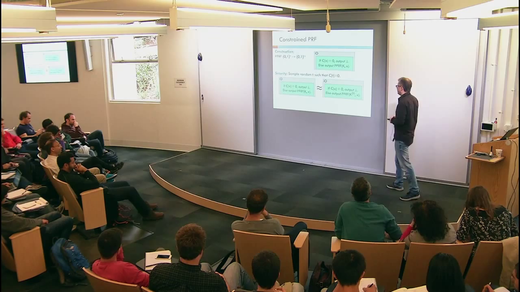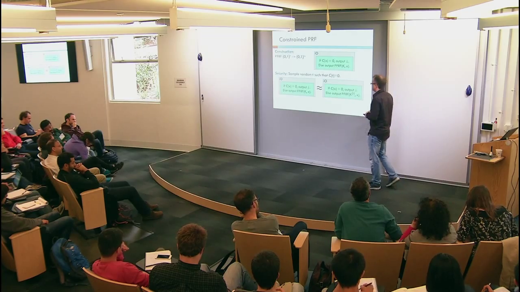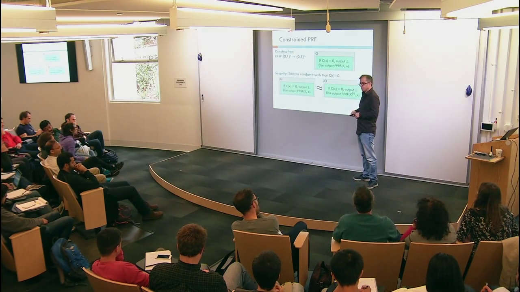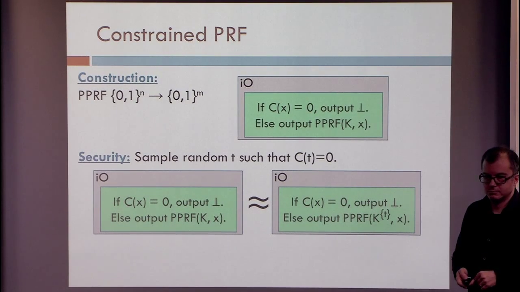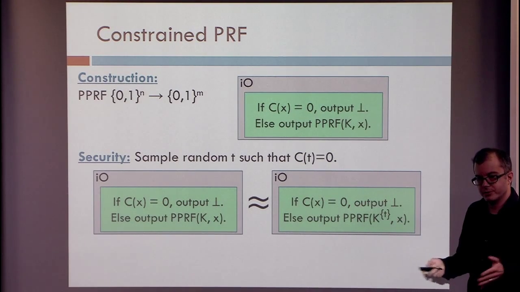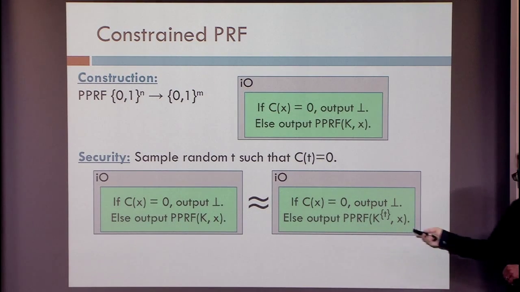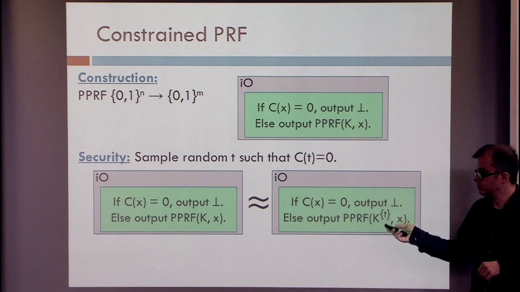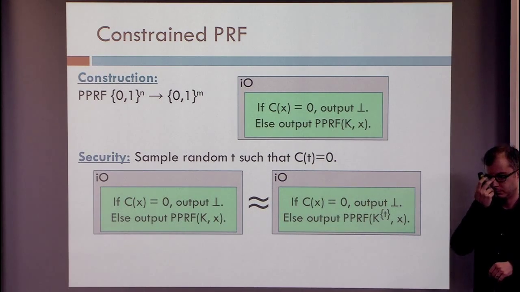Okay. So how am I going to prove the security of this thing? Well, let's suppose that I pick a random t such that c of t evaluates to 0. Let's just assume that I can do that. It might be a very sparse set, but you can artificially boost it so that it's not a sparse set. So let's say that I can sample some random t such that it's unsatisfying. Well, then the obfuscations of these two things should be indistinguishable: one where it's unpunctured, and here where it's punctured at t.